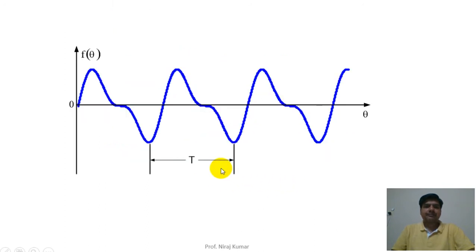For example, let us take this function and see the f(theta) value. The function f(theta) is repeating its value after every T. That means if at theta 1 the value of the function is this, at theta 1 plus T also the value of the function is the same. So it has a periodicity T, and this function is periodic.